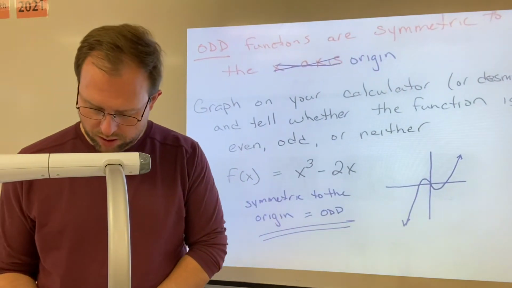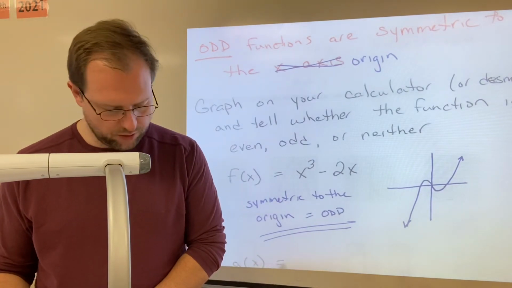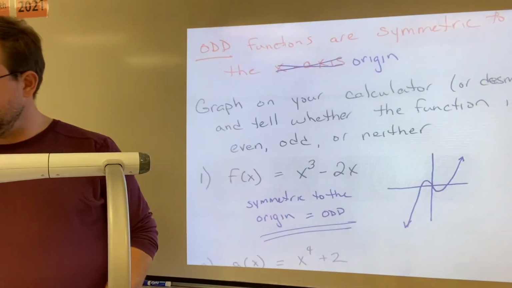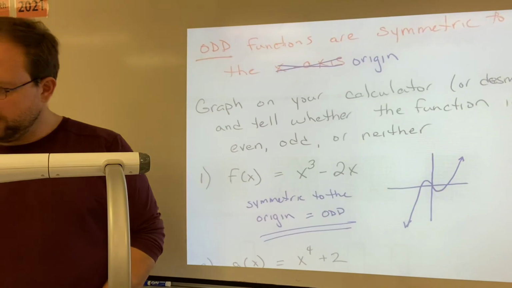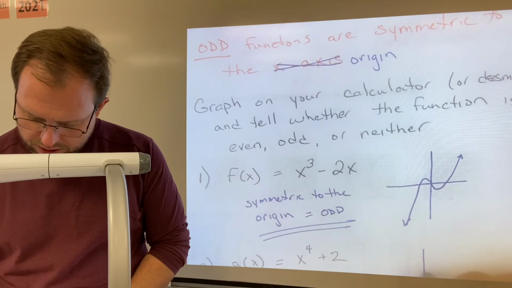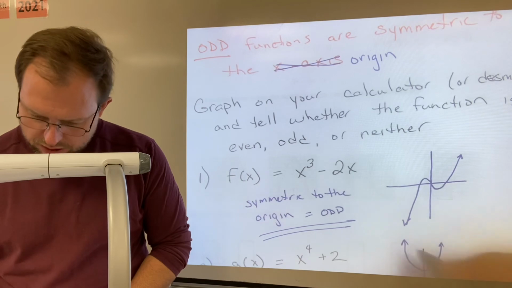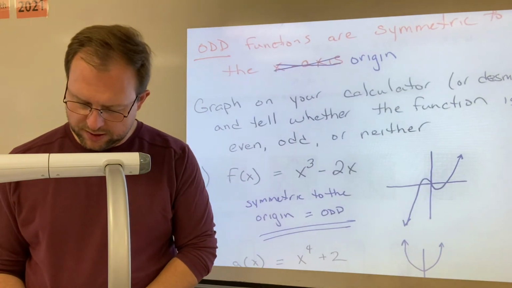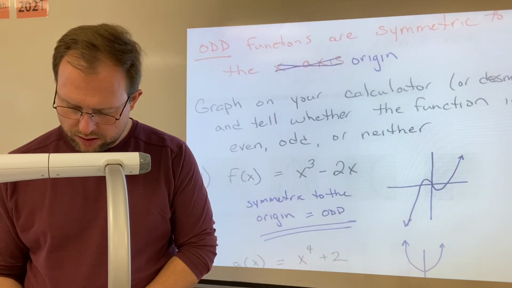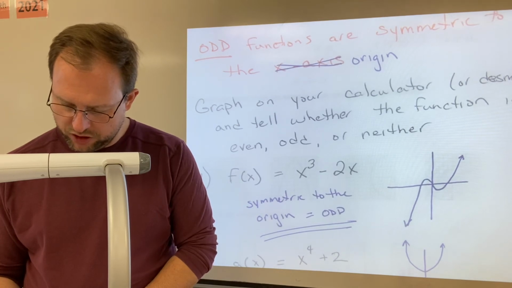Number 2, we look at g of x equals x to the 4th plus 2. If we graph that on Desmos, we get a graph that looks like this. So it is symmetric to the y-axis. So that is an even function.